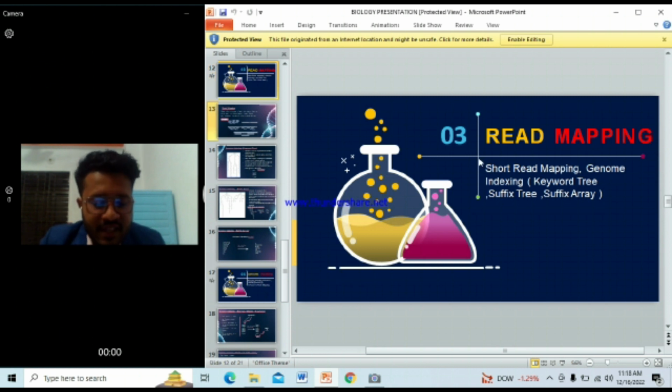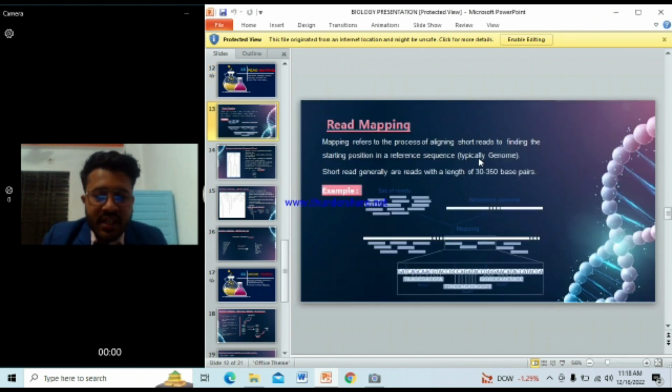Here we can see the next slide. Read mapping refers to a process of aligning short reads to find the starting position in the reference sequences. Here is an example set of reads and a reference genome. Here we can see a mapping of sequences.